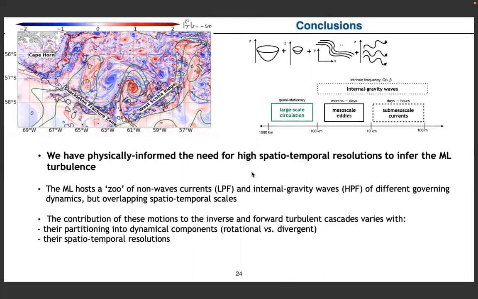Okay, so to conclude, we have physically informed the need for high spatial-temporal resolution to infer the mixed layer turbulence. So there is a zoo of non-wave currents and internal gravity waves in the mixed layer. These motions have different governing dynamics, but they overlap in space and time. And the contribution of these motions to the turbulent cascade varies with their partitioning into dynamical components and with their spatial-temporal scales.